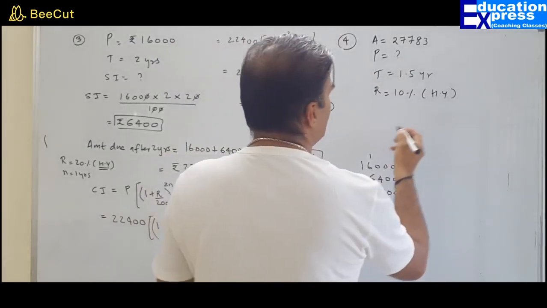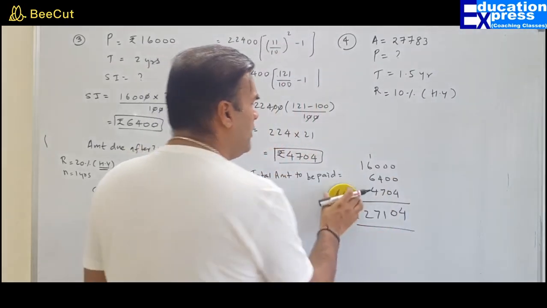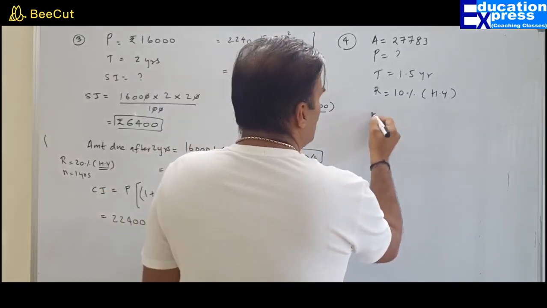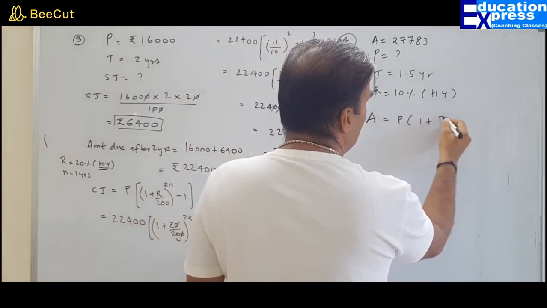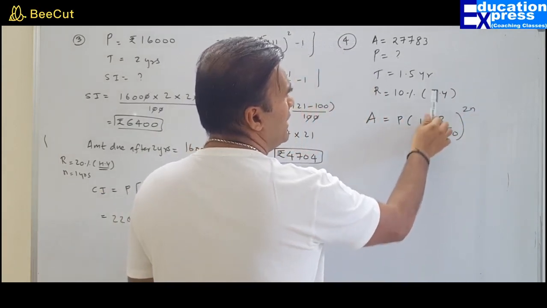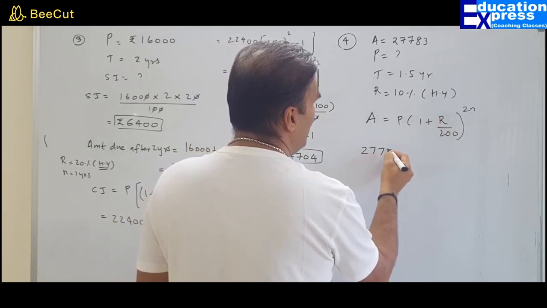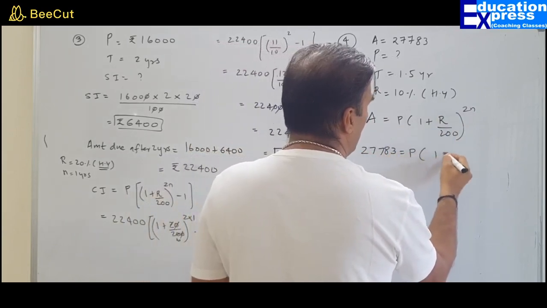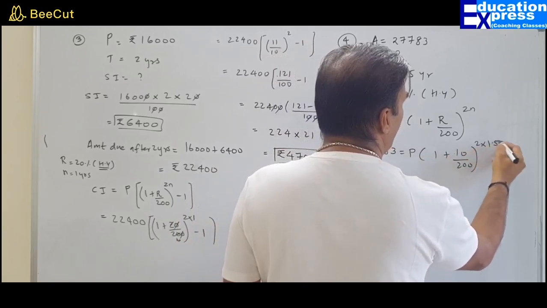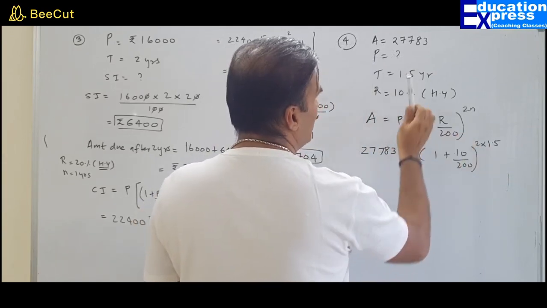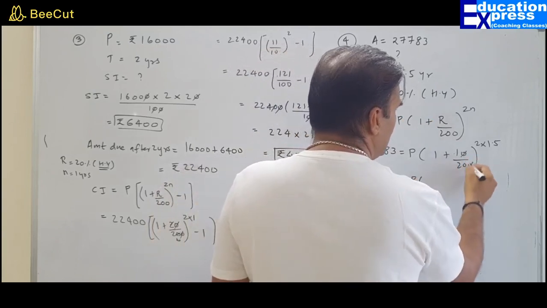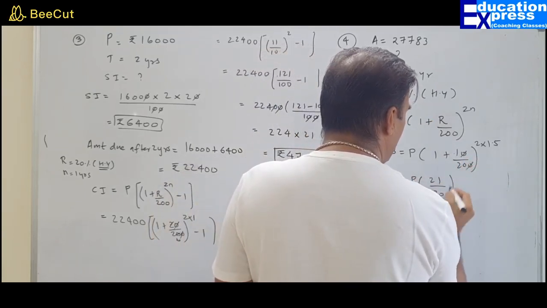I simply have to place the formula. Once you place the formula, substitute the values to arrive at the desired answer. So amount equals to P 1 plus R upon 200 raised to 2n. So why 200? Because half yearly. Amount 27783. Principal no idea. 1 plus rate 10 upon 200 raised to 2 into 1.5. 2 is this, 1.5 is time. 27783 equals to P, 0 cancel 0, 21 upon 20 raised to 3.